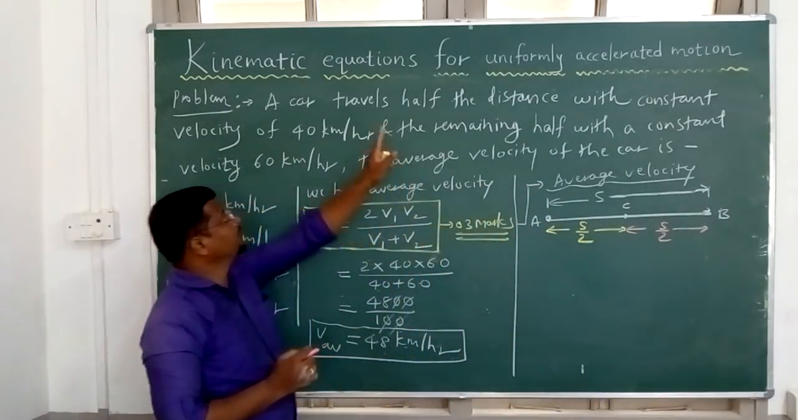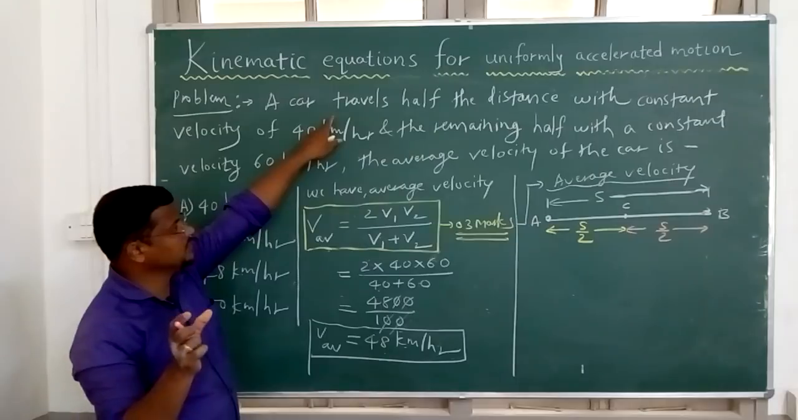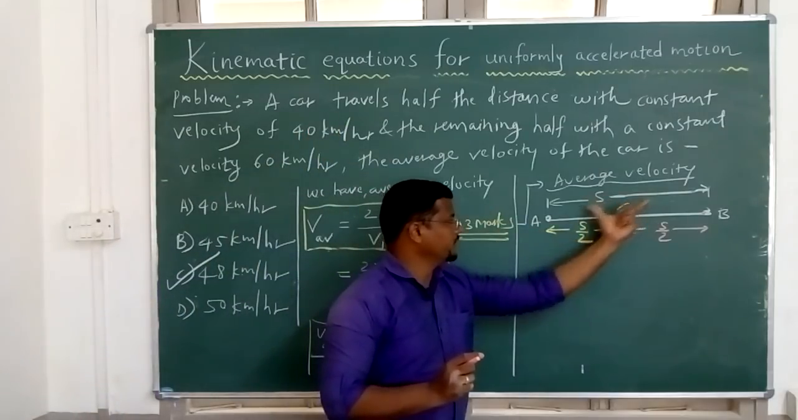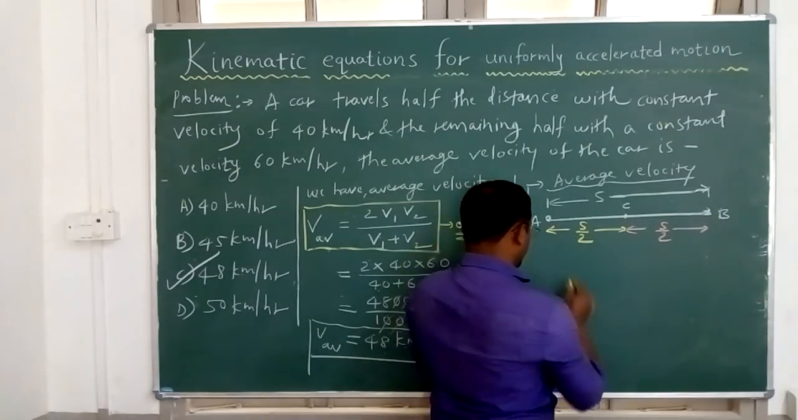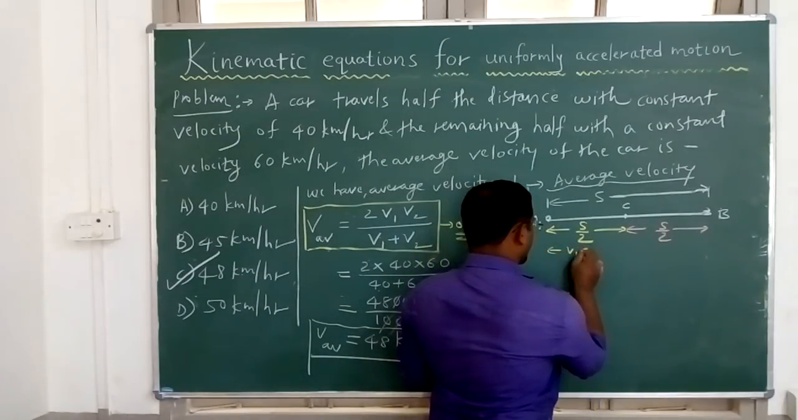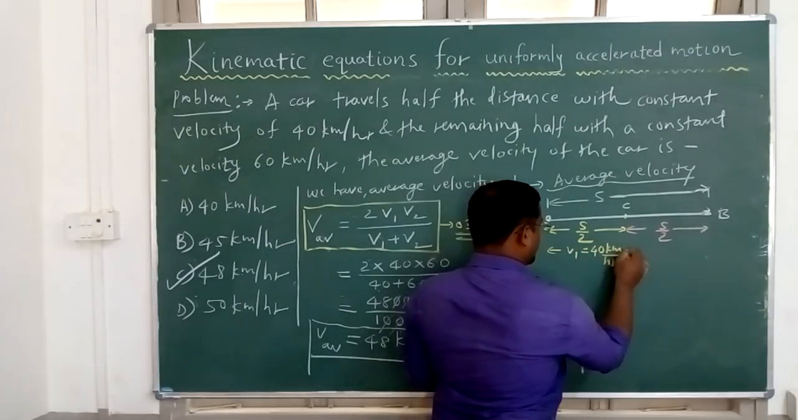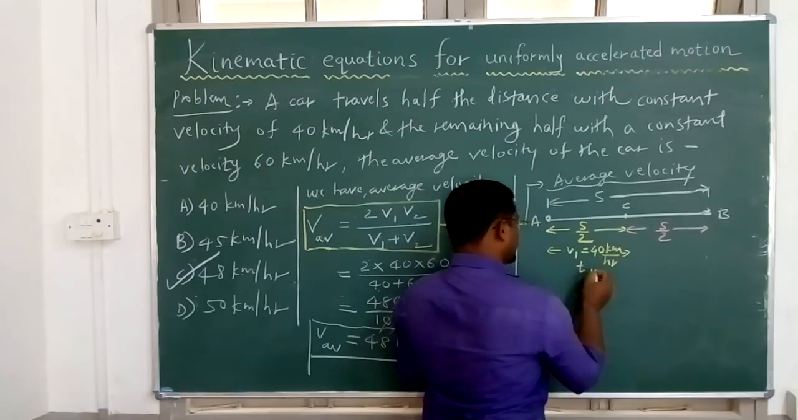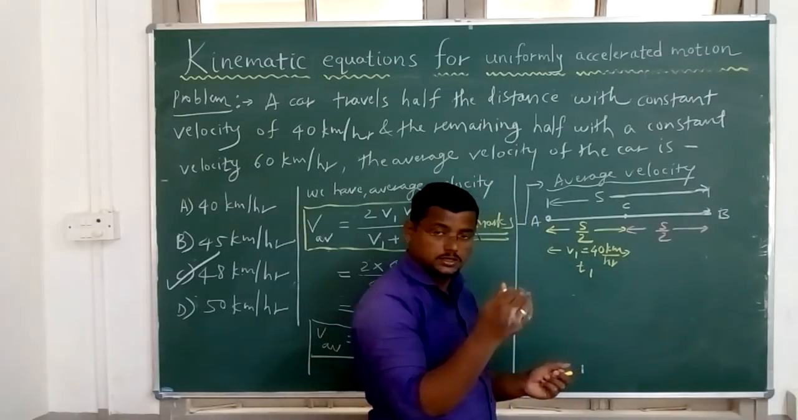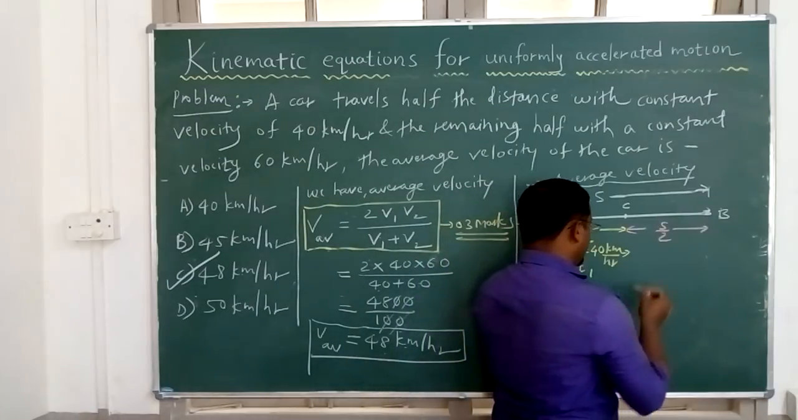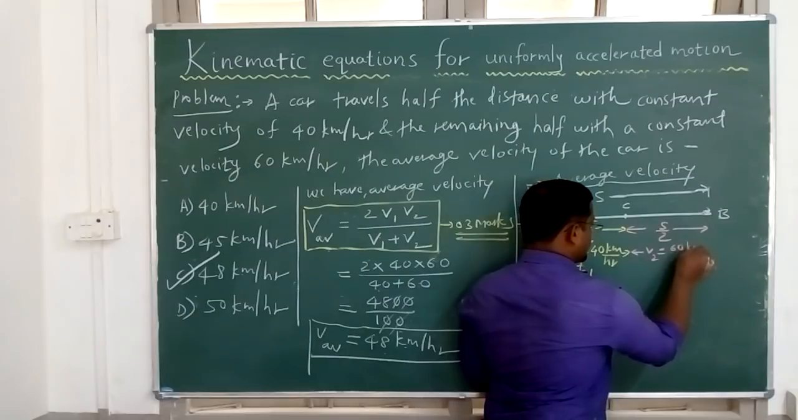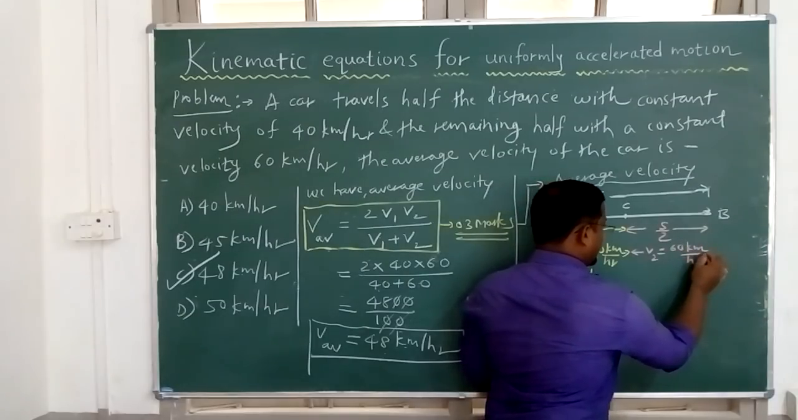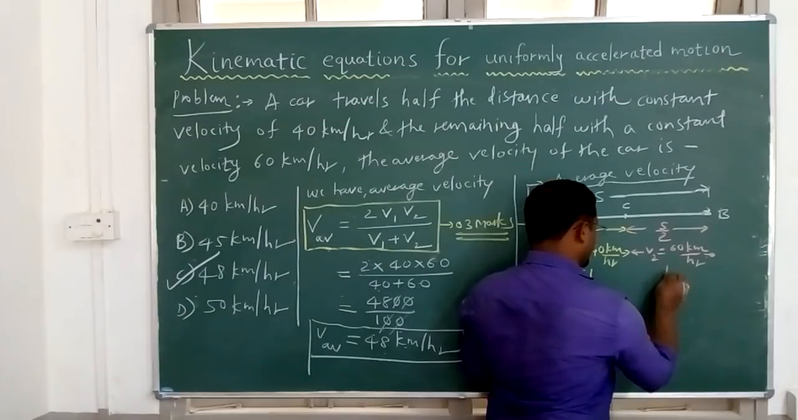Why? Because it is given in the problem: a car travels half the distance. Half means S by 2, with the velocity, how much velocity here? With the velocity V1, which is equal to 40 km/h. For this you may have the time T1 here, and the next half distance S by 2 is traveled with a velocity of V2, where V2 is 60 km/h, right? And for this the time taken is T2.